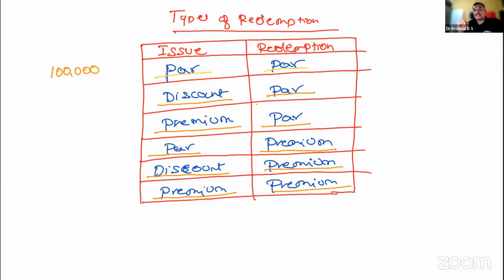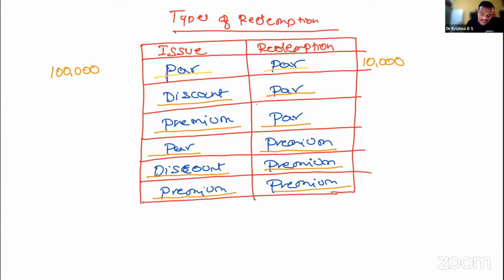You will pay 10% interest every year. 10% of 1 lakh is 10,000 interest every year. After the term, you will repay again 10,000. So you took 10,000. Issued at par, redemption at par. When you take it, you take 10,000, and when you give it back, you give 10,000 only. That is called issued at par and redemption at par.